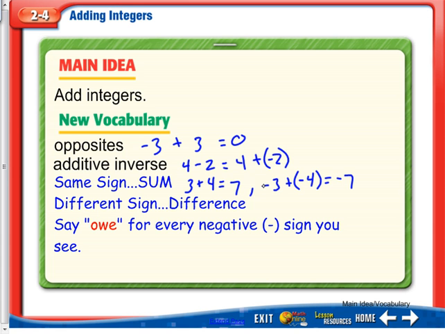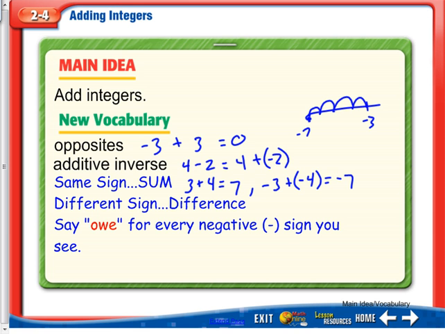Now, they're both negative. So we have a -3 and we have a -4. If you think about it on the number line, here's your -3, and if I went 1, 2, 3, 4 to the left, this would be -4, -5, -6, and -7 right here.